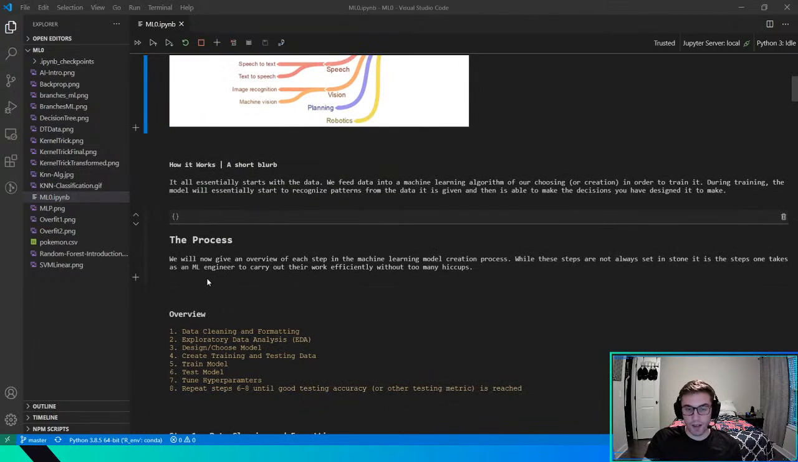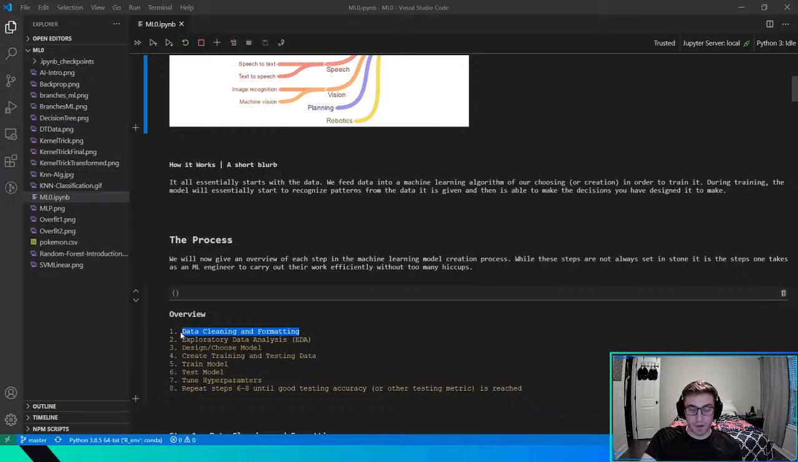So now I'll give you an overview of the steps in the machine learning model creation process. It's not just fit a model. It actually takes a little bit of time before we get to that point. And like I said, these steps are not set in stone. Sometimes an ML engineer will carry out these steps maybe not in the exact order. Sometimes, for example, the first step, data cleaning and formatting, might be done by a data engineer. It might be given to them. There are all kinds of things that they might do. But we want to give you a high level overview.